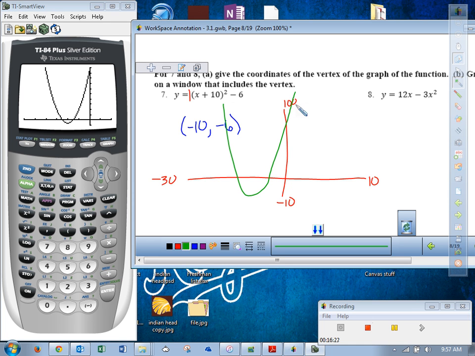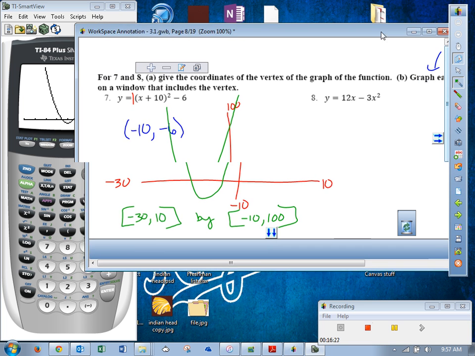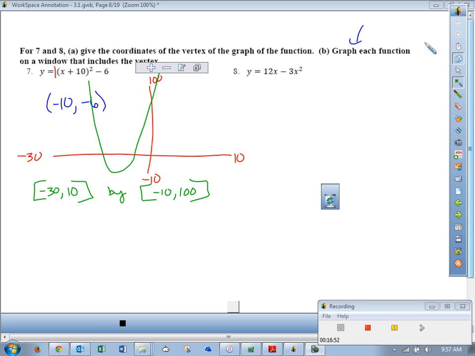All that they really cared about was what was the window, right? If they asked you to type it in, you would type the window in like this. That's your X window, correct? And then they'd probably have the word by right there for you. And then you'd go negative 10 to 100. Like that's how the window is typed. All cool in the neighborhood? Awesome. Next guy. Is he in standard form, vertex form, or actually none of the above?